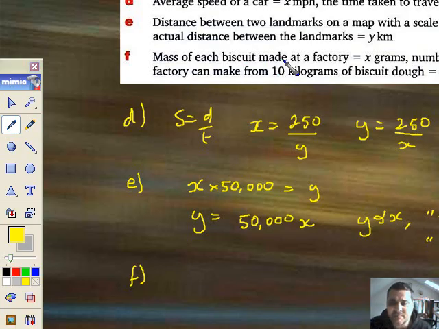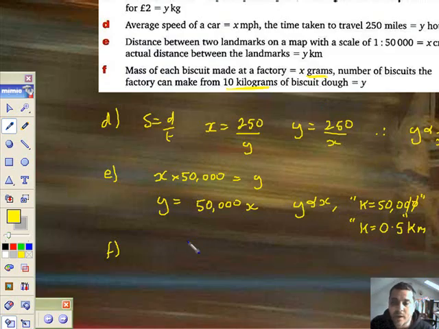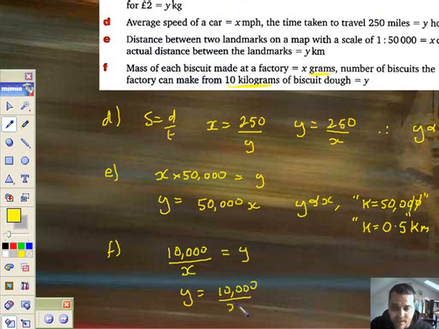The mass of each biscuit made at a factory is x grams, and the number of biscuits the factory can make from 10 kilograms of biscuit dough is y. Okay, fine. I've got 10,000 grams. If I divide that by the mass of each biscuit, x grams, I'm going to make y biscuits. Let me rewrite it: y equals 10,000 divided by x.